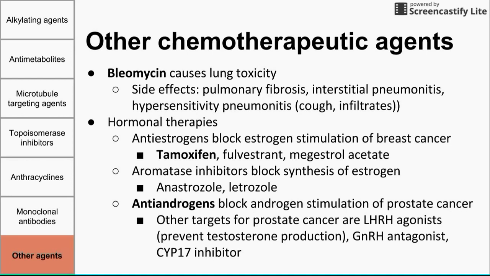This has been a brief review of chemotherapy agents. I hope it was helpful, and I hope it was a good introduction to commonly used drugs and their mechanisms of action and side effects.